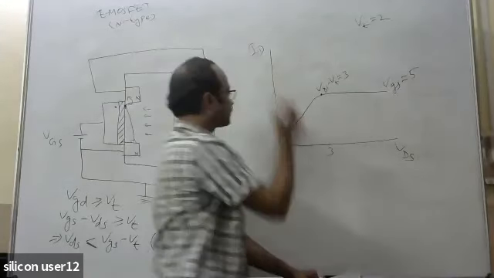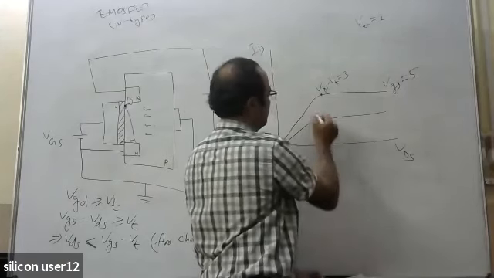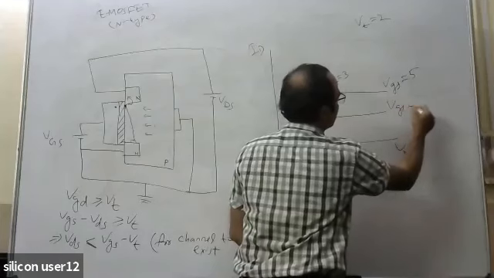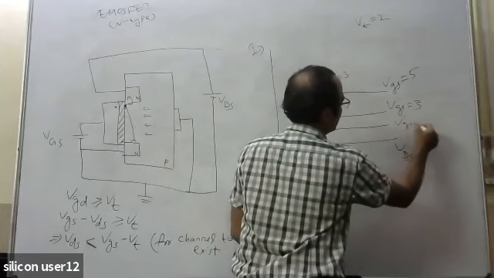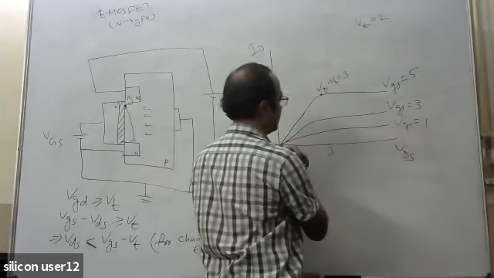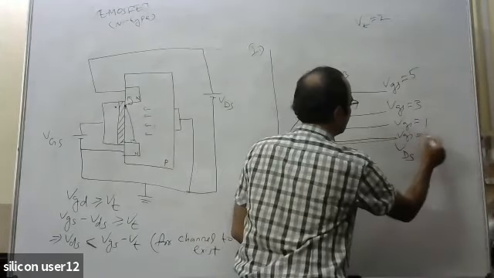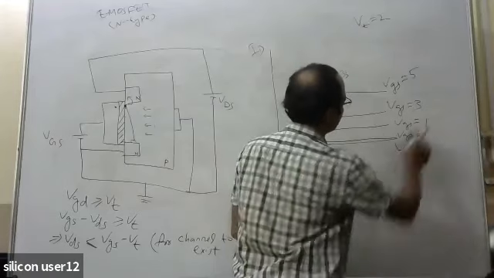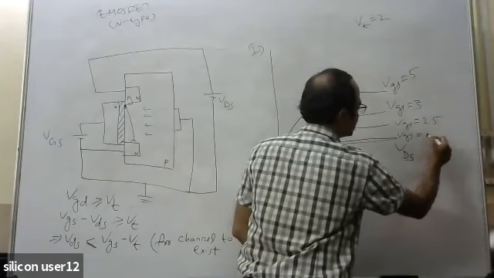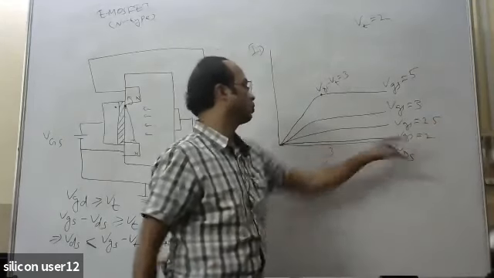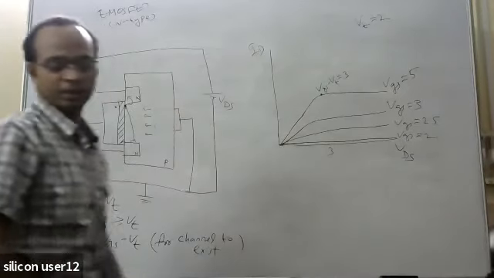Similarly, oh sorry, it will not be, let us say this is for 2.5 and VGS equal to 2. So at VGS equal to 2, this line will be almost equal to 0. So these things we have discussed yesterday.